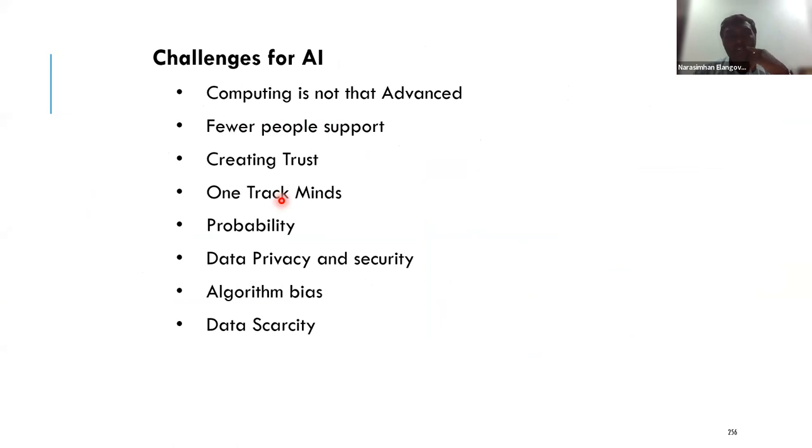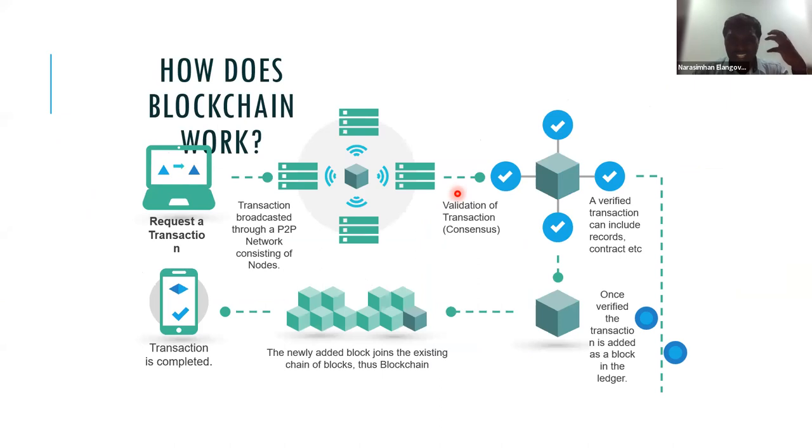Types of AI is given, you can look into it. What are the challenges? Very important. AI is not that very advanced. You cannot create a level of trust, privacy, and security. Next is the concept of blockchain. A blockchain in layman's language, you have to put it in a very, very simple perspective.